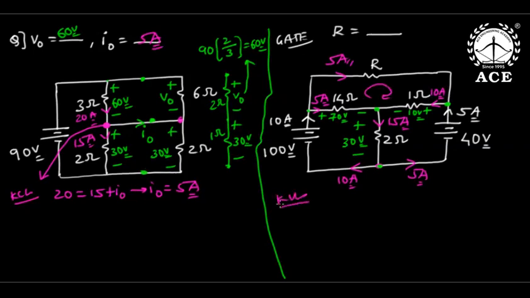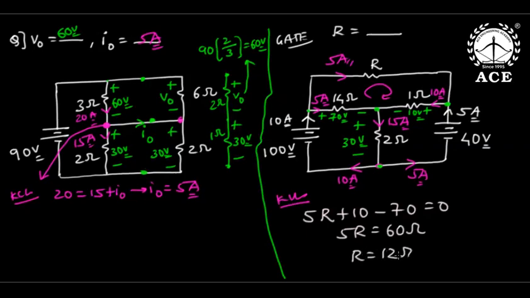If you write a KVL starting from here, 5R plus 10 minus 70 is 0. 5R is 60. So R is 12 ohms. Simple KCL and KVL are there, fundamentals only. They are fundamentals like KCL, KVL only.